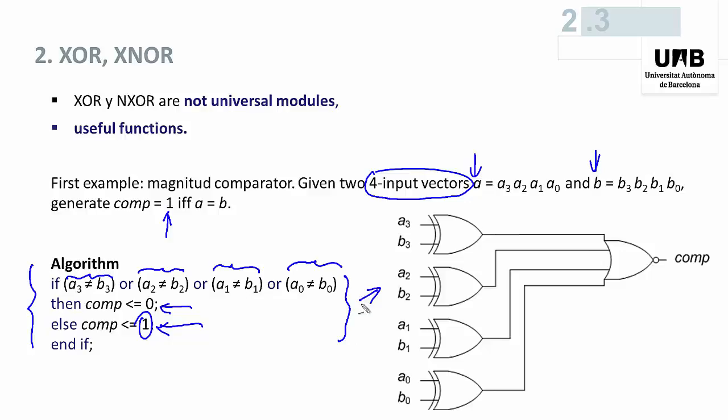To this algorithm corresponds this circuit. The four 2-input XOR gates correspond to the four conditions.